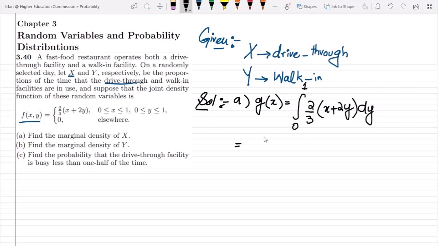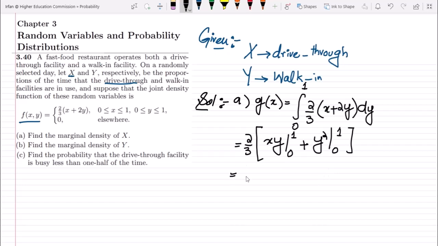Let me solve it. This 2/3 is a constant value, so let me put it outside the integral. Integrating x with respect to y, x is a constant, so I will have xy from 0 to 1. Similarly, for 2y, the integral is 2 times y squared divided by 2; the 2 and 2 cancel out, and we get y squared, also from 0 to 1.